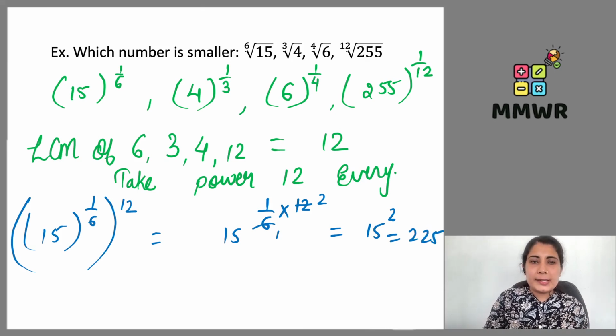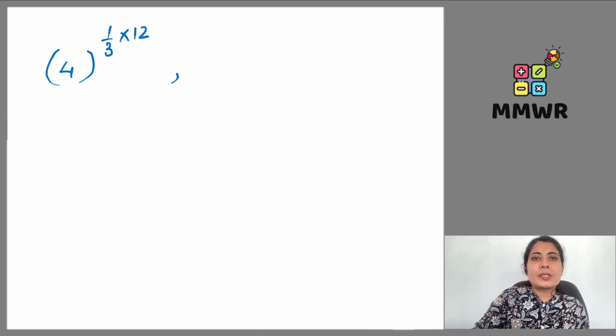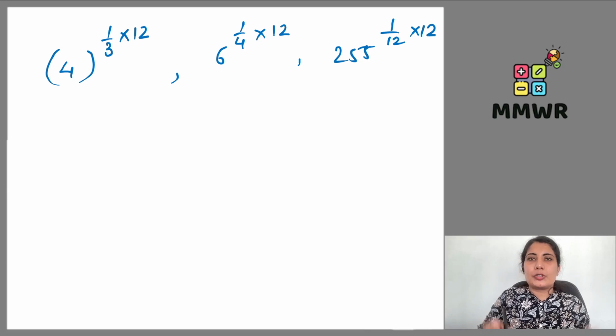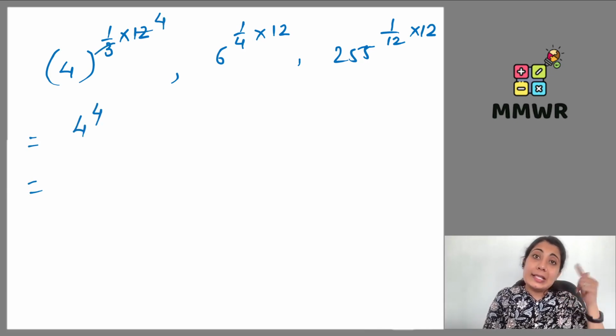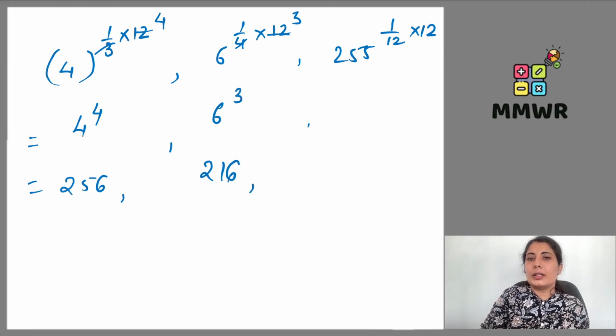So as I simplified this, 4 to the power 1 by 3 and the power 12. Then I have 6 to the power 1 by 4 and power 12. 255 to the power 1 by 12 and power 12. So power बार बार मैं नहीं लिख रही हूँ, I am just writing in the product form. 3 4s are 12, 4 to the power 4 gives me 16 square, which is 256. This is 4 3s are 12, so 6 to the power 3 is 216. This is 12 divided by 12 one time, so 255 only will be the answer.